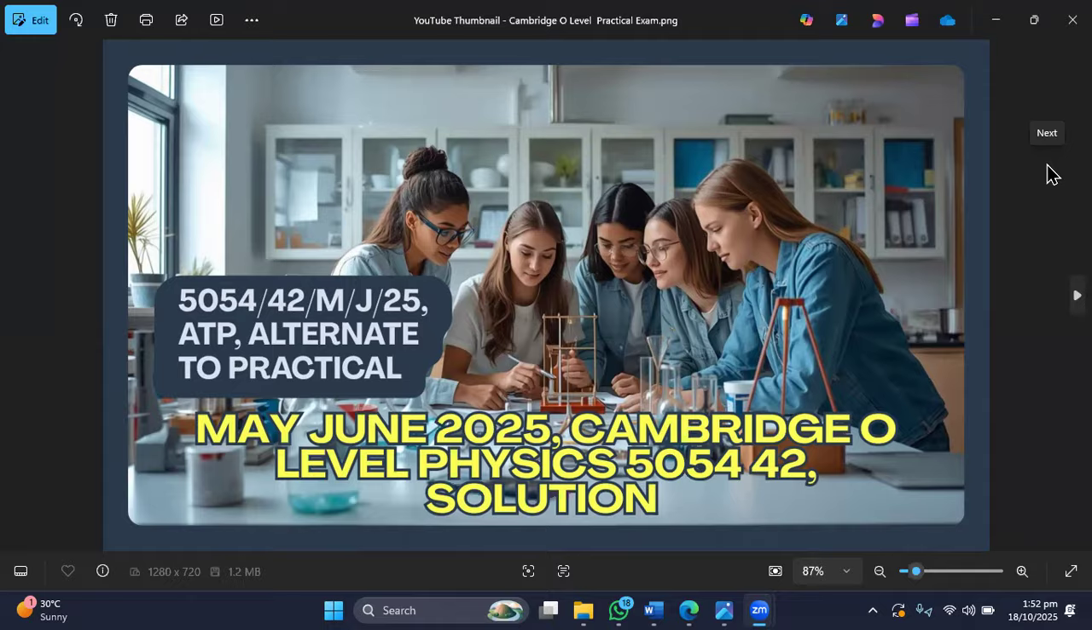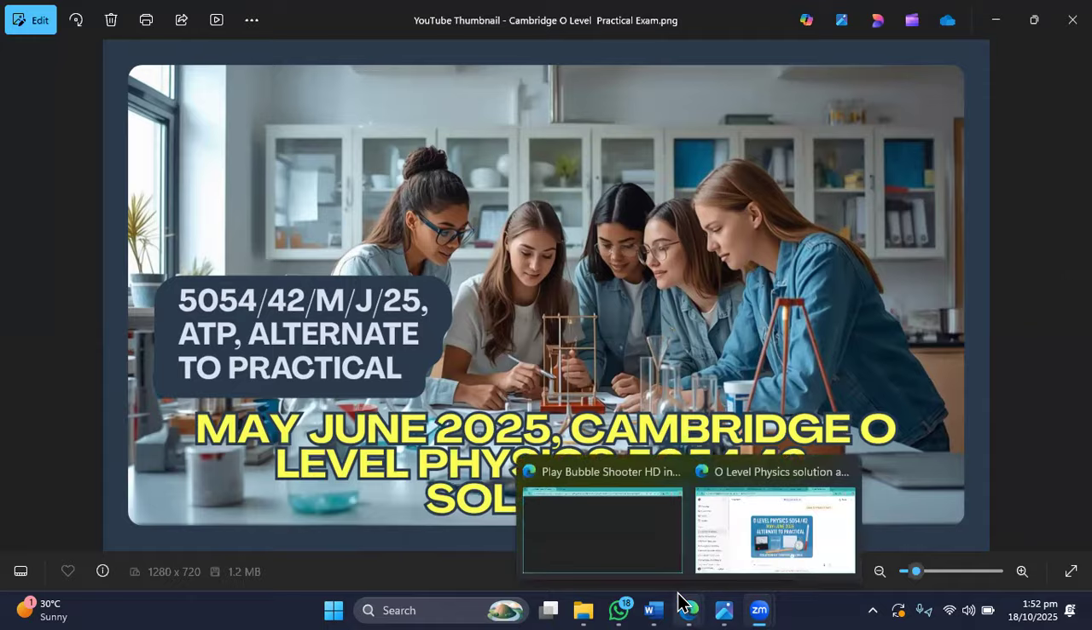Today, we have set our hearts to solve a paper 4 of this subject. We call this paper ATP, Alternate to Practical. And for this purpose, we have selected May-June 2025 4-2 paper. This paper 4 belongs to zone 2. So let's start today's paper.